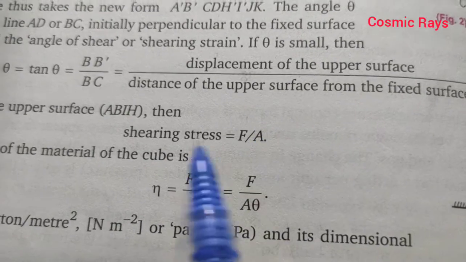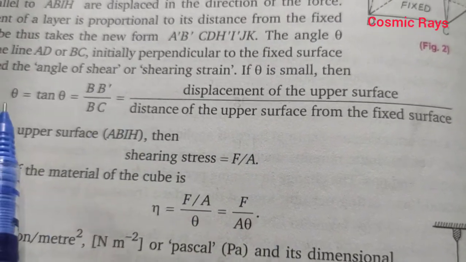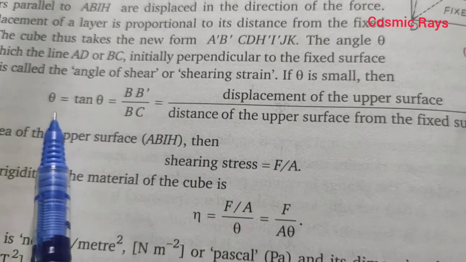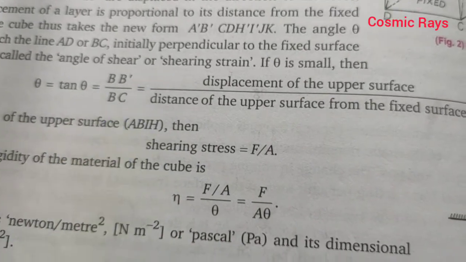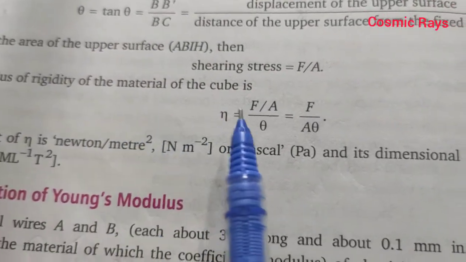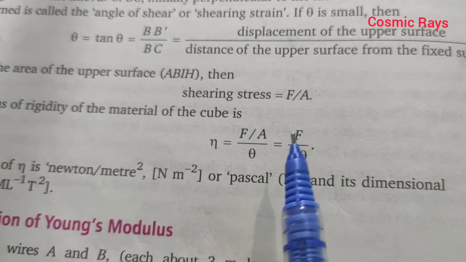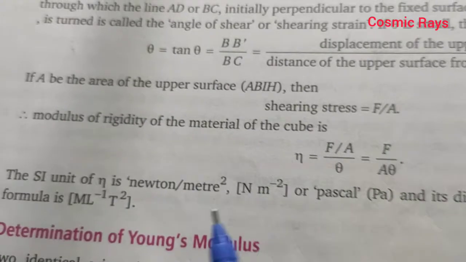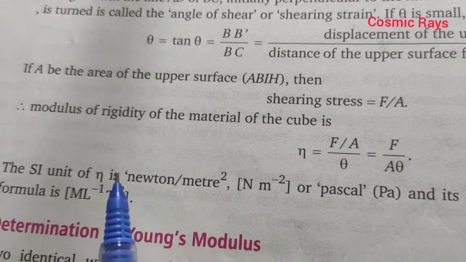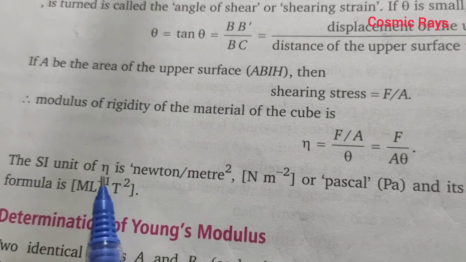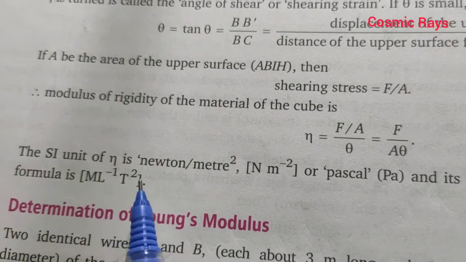So here we know that the modulus of rigidity is the ratio of shearing stress to shearing strain. Shearing stress is force per unit area and shearing strain is theta, that is tan theta, B prime upon BC. So the modulus of rigidity, or eta, is given as F upon A divided by theta, or F upon A theta. SI unit is Newton per meter square, same like before. The symbol is eta, and dimensional formula is ML^-1 T^-2.